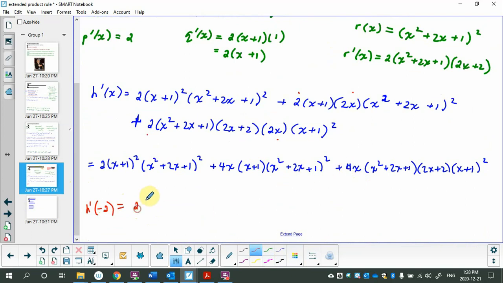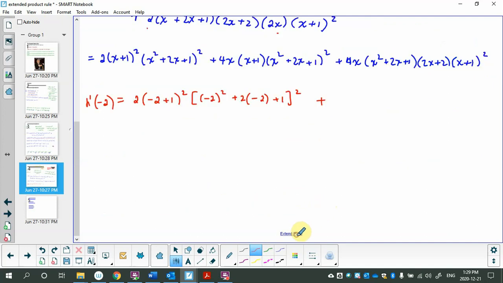So 2 bracket -2 plus 1 squared. I need layered brackets, so -2 squared plus 2 times -2 plus 1, all in a bracket squared. So this x turned into a -2, this x turned into a -2 with brackets around it because it's squared. This x turned into a -2 plus sign. I'm out of space, so I'm going to go on and do -2's in here.